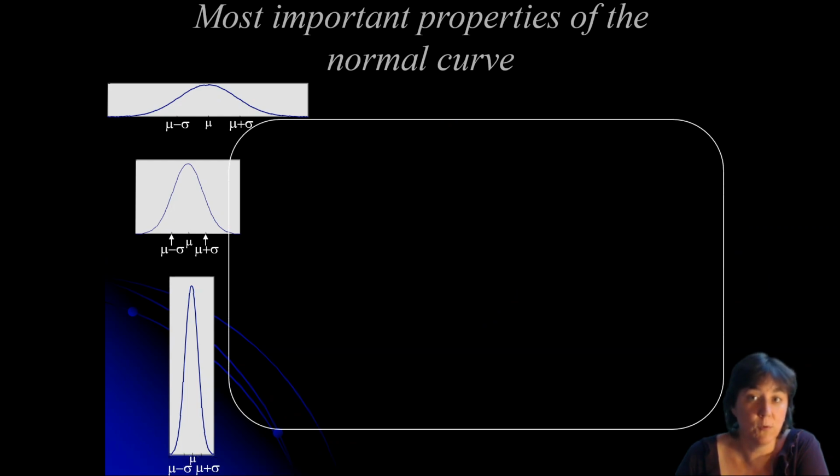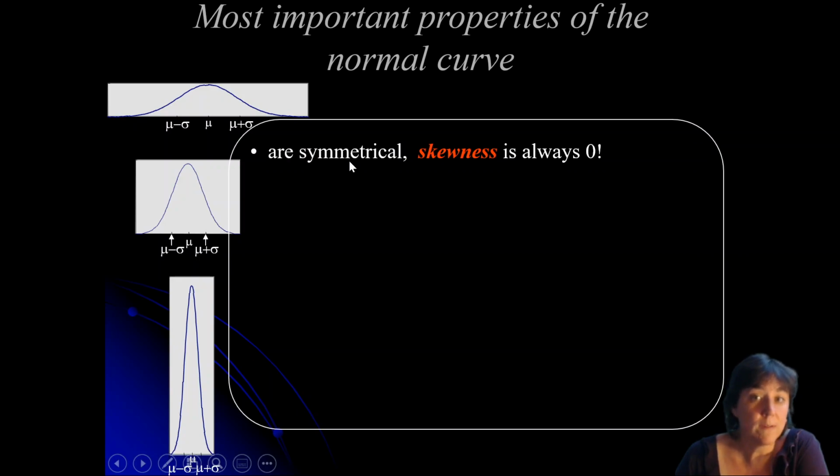Let's see the most important properties of a normal curve. So they are all symmetrical. In statistical terms, skewness is always 0. Also, this would be a negatively skewed distribution. This would be a positively skewed distribution, typical of reaction time studies, where people want to answer in the time frame they were given, and the right side of the distribution is a little bit flat.